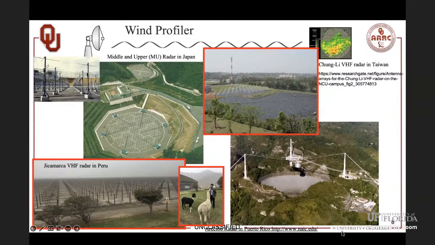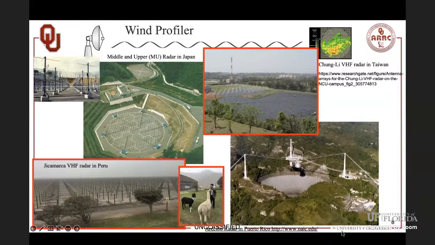This is a radar in Arecibo, Puerto Rico. It is a big dish antenna buried in the big valley. The size here is 300 meters, so this is huge. All these radars can see very far.